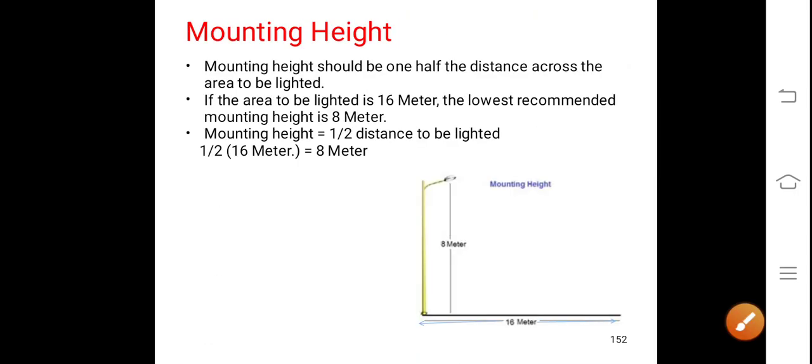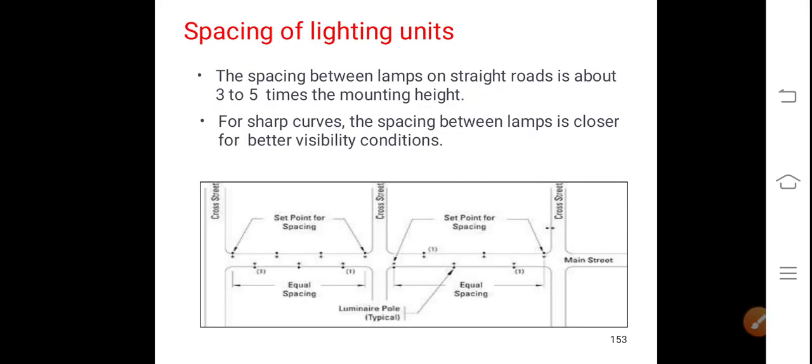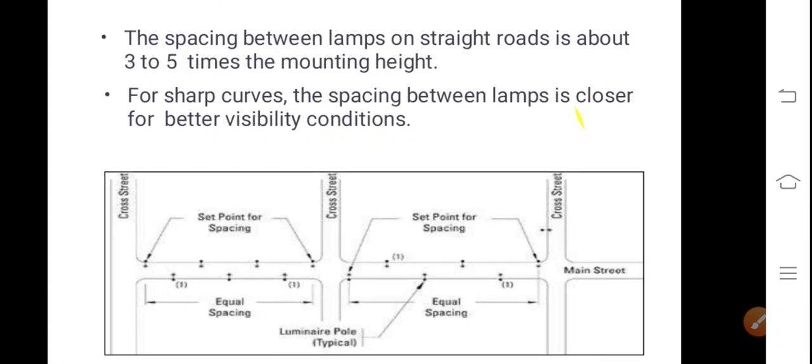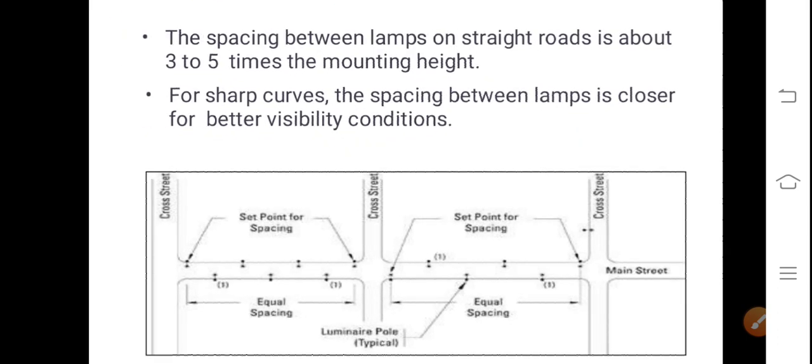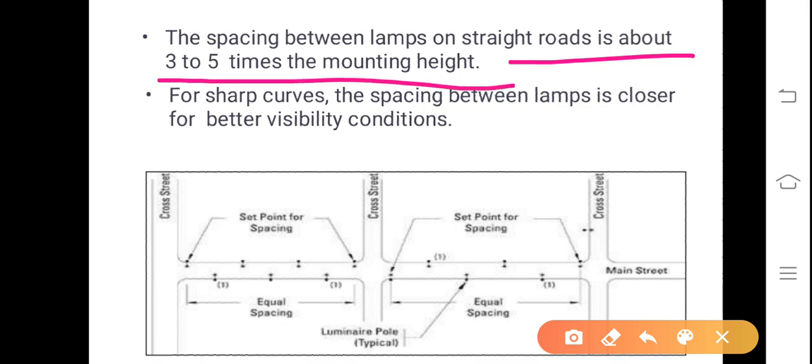So vertical aiming we have seen, mounting height we have seen, and spacing of lighting units we have seen. Once again we will refresh it. The spacing between the lamps on a straight road is about 3 to 5 times the mounting height. For sharp curves, the spacing between lamps is closer for better visibility conditions. I have already mentioned it.